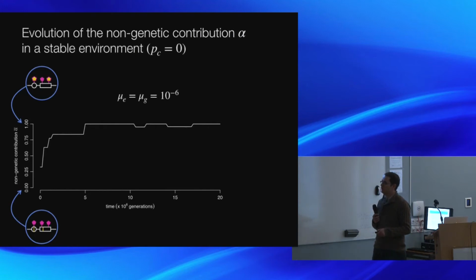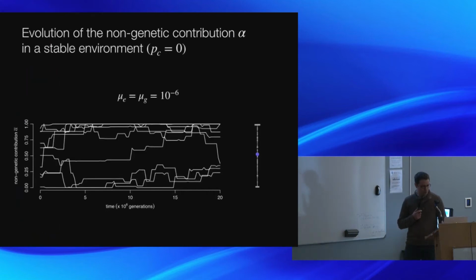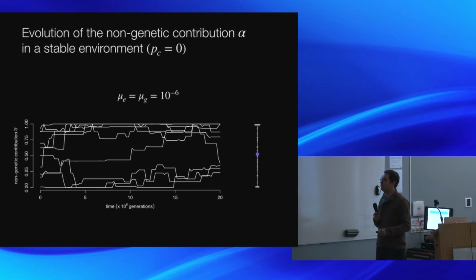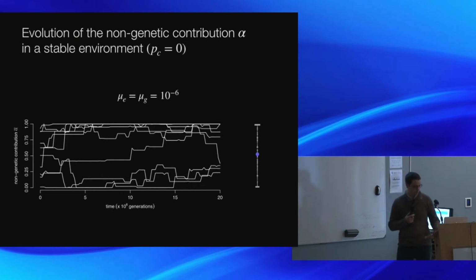If alpha is here, we have a dominant contribution of the non-genetic medium. And when alpha equals 0, we have a dominant contribution to the phenotype of the genetic medium. In this case, we evolve a large contribution of the non-genetic medium. If we do more simulations, we see that it's a bit random where we go: we can have large contributions of the non-genetic medium or large contributions of the genetic medium. On average, we expect 0.5, which makes sense because the two media are identical. They don't differ, so there's no reason that one should be favored over the other.